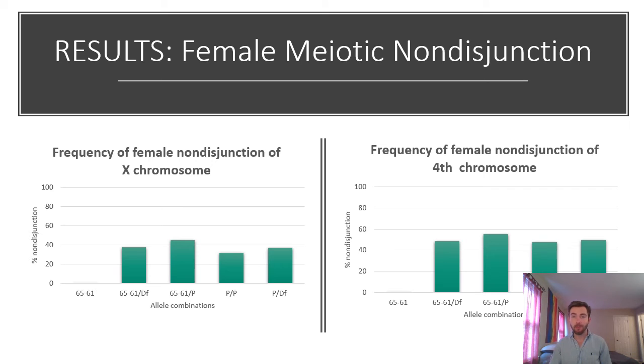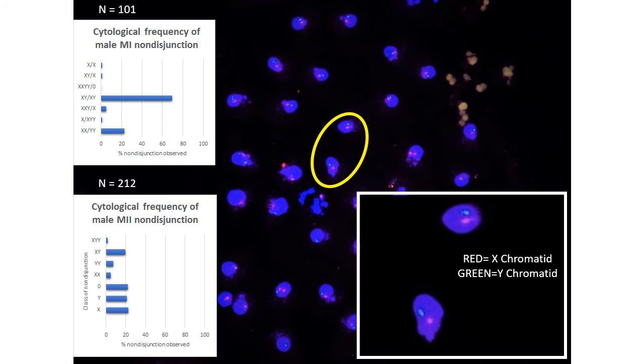The results of the female meiotic non-disjunction experiments also showed that there was misbehavior of the X chromosome and the 4th chromosome. The non-disjunction frequencies were also random, and these further support the expected genetics phenotype for a defect in monoorientation. This is a meiosis 1 dividing cyst that was captured on a confocal microscope, and the red color indicates an X chromatid, while the green color indicates a Y chromatid.